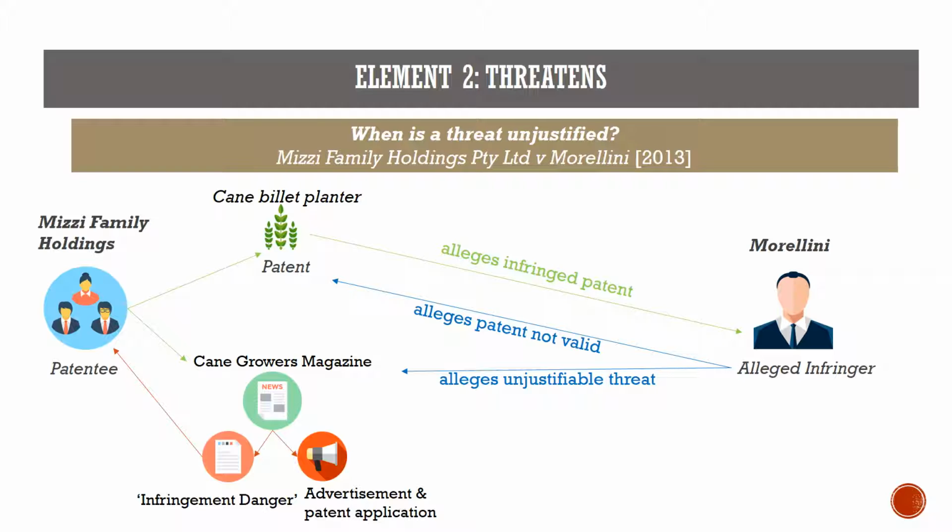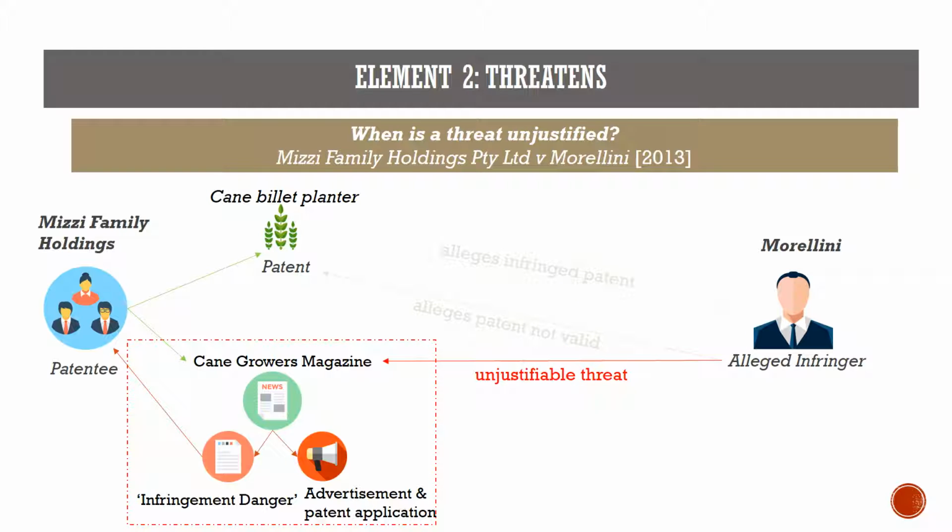Morellini counterclaimed that the patent was invalid and made unjustified threats claims. The basis for Morellini's unjustified threat claim was a generic and vague threat which appeared in the Cane Growers magazine, where Mizzy had placed an advertisement including a patent application next to an article entitled Infringement Danger. The author of that article had worked with Mizzy on the patent application.